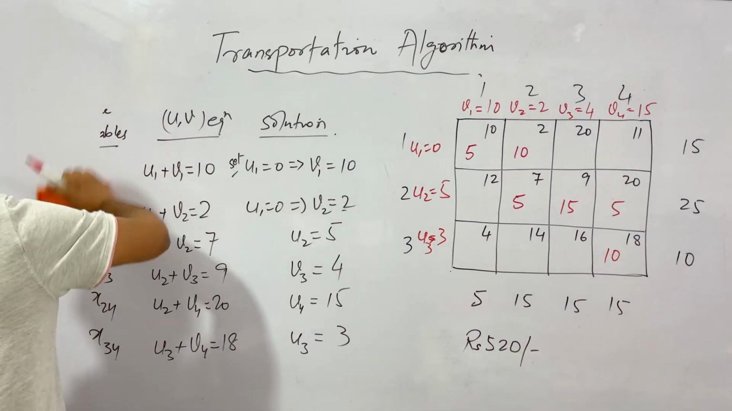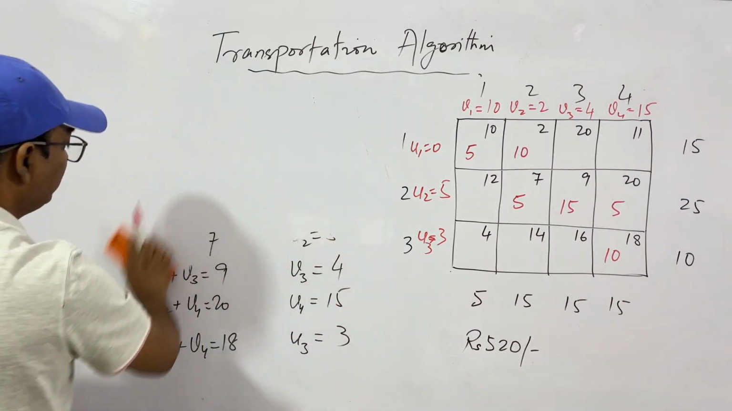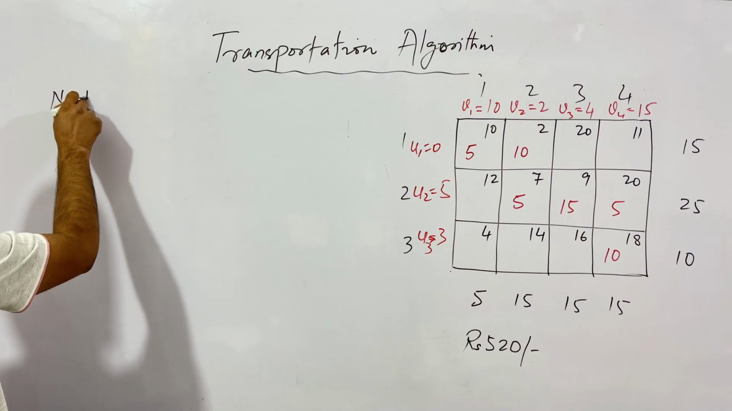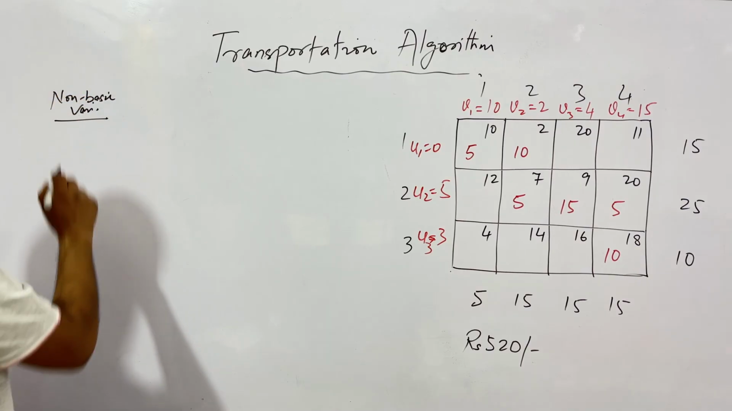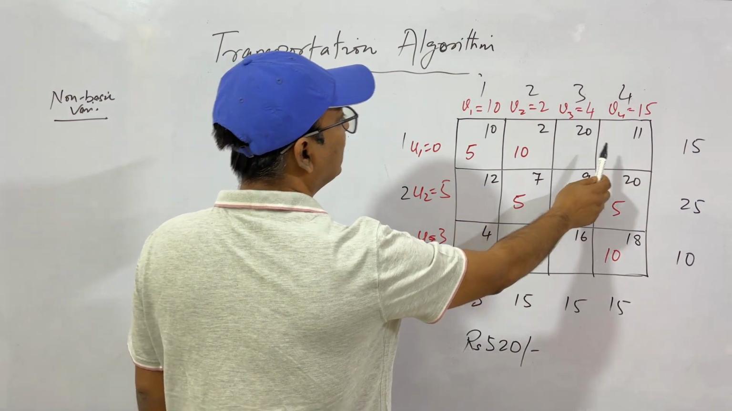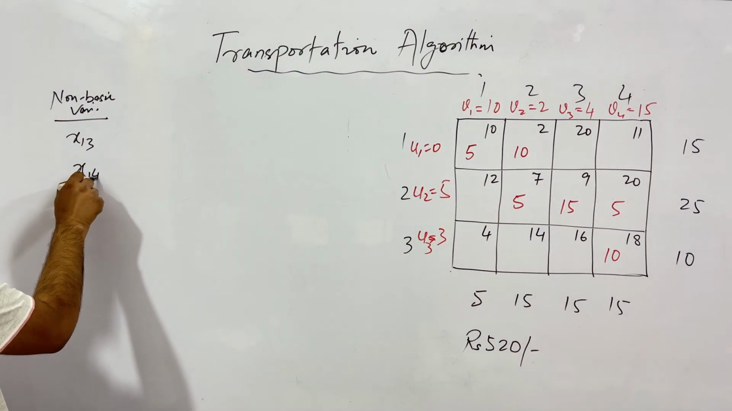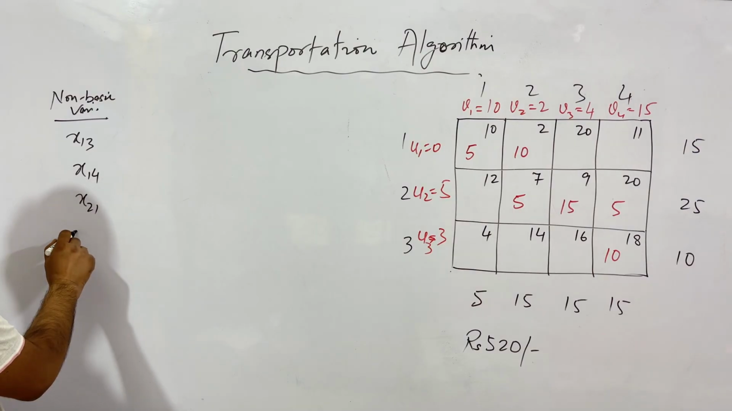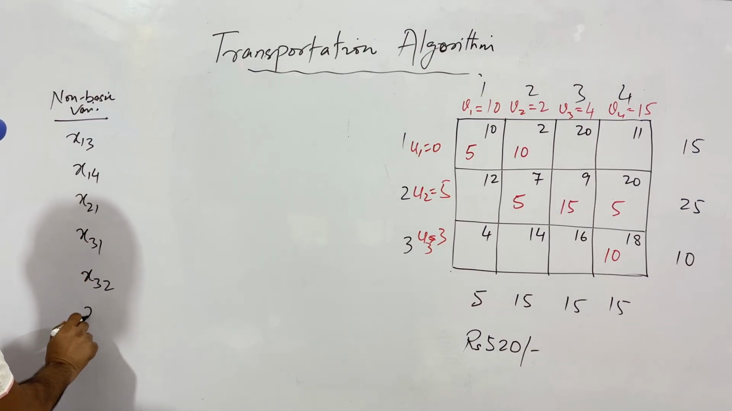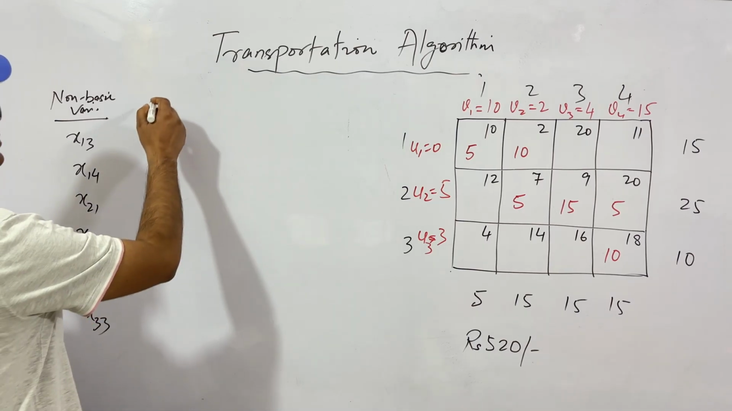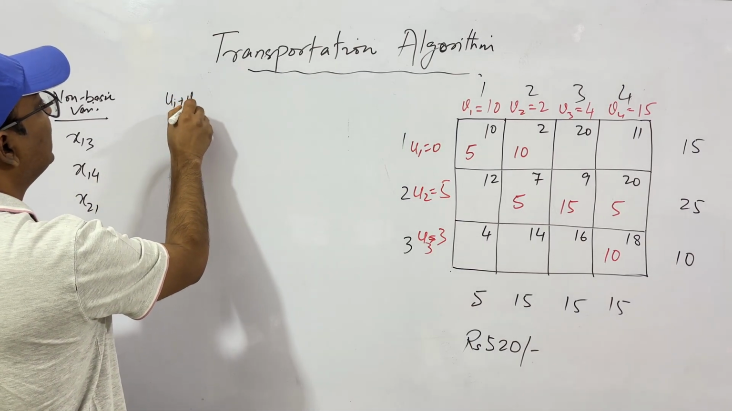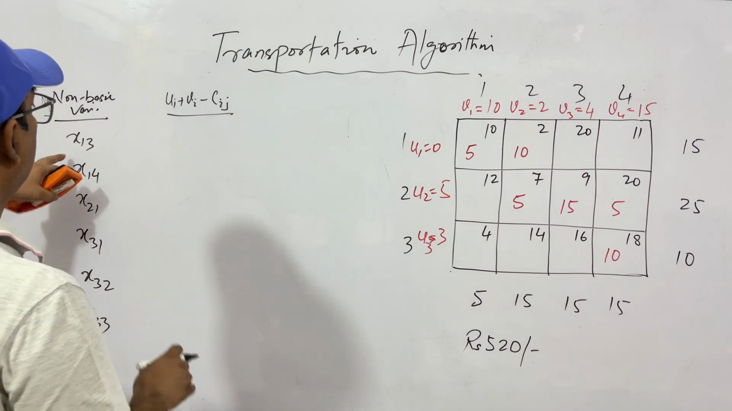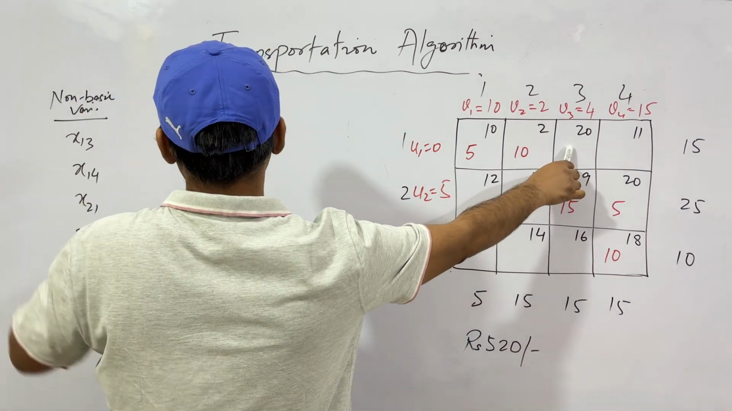Okay. Now next, I told you what we do. We'll find the entering variable from the non-basic variables. We have 6 non-basic variables: x13, x14, then x21, and then these 3 cells: x31, x32, x33. Okay. Now what we have to do? We have to compute ui plus vj minus cij. We have to find this value. So let's start. See, x13 here, this one. So what will this be?